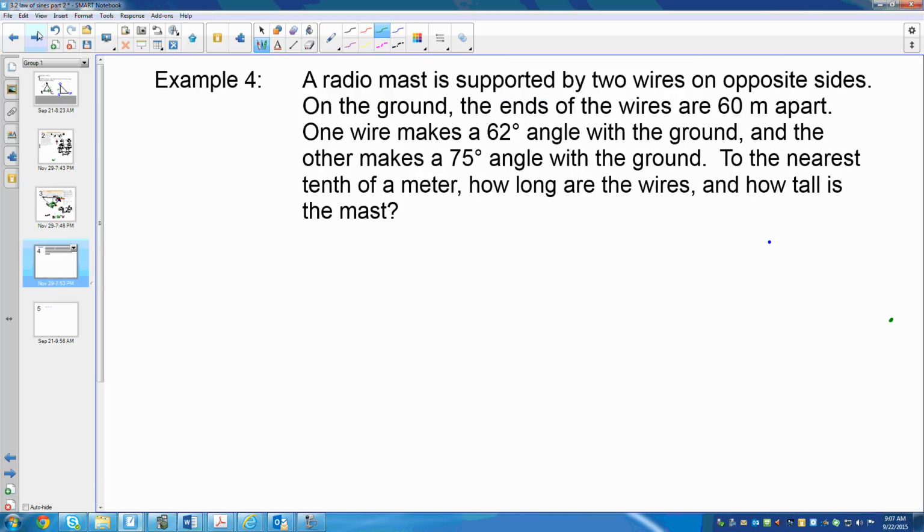A radio mast is supported by 2 wires on opposite sides. So we're making an assumption that the opposite sides are 180 degrees. Okay? On the ground, the end of the wire are 60 meters apart from each other. One wire makes a 62-degree angle with the ground, and the other one makes a 75-degree angle with the ground. To the nearest tenth of a meter, how long are the wires, and how tall is that mast?